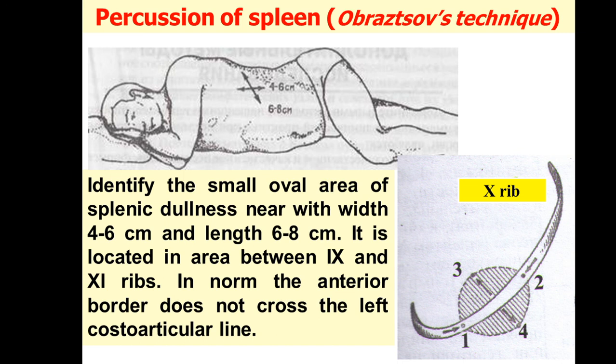Also, we use Brestov's technique. Identify the small oval area of splenic dullness with a width of 4 to 6 centimeters and length 6 to 8 centimeters. Our spleen is located in the area between the 9th and 11th ribs, the anterior border does not cross the left costoarticular line, and you see the length of our spleen is located on the slope of the 10th rib.